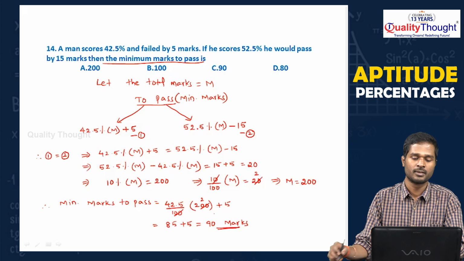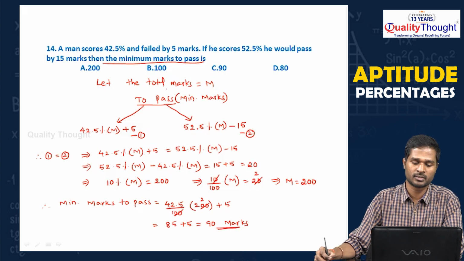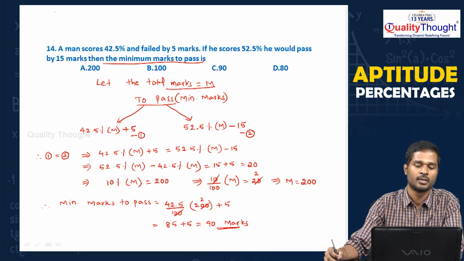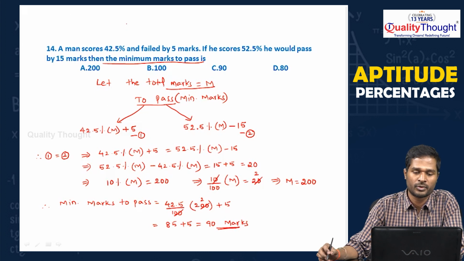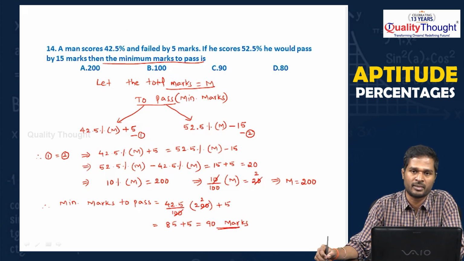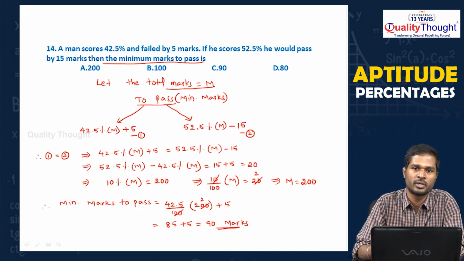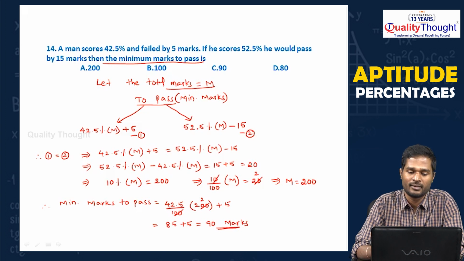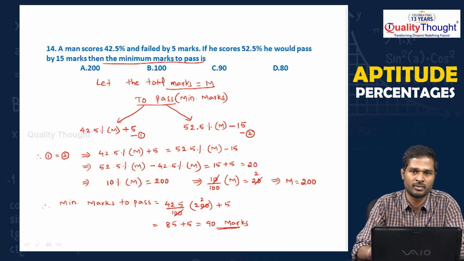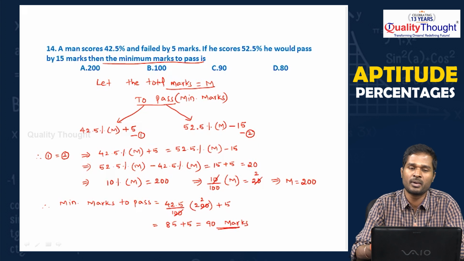So it's simple. Consider that the total marks of the exam is m. In this, a person scored 42.5% and failed by 5 marks. Simply he is saying that if he had got those 5 marks also, he would have definitely passed in the exam, but he failed by those 5 marks. And if he scores 52.5% of the total marks, he would pass by 15 marks. That means if he gets 52.5%, he will get 15 marks more than the minimum marks to pass in the exam. Okay, in both cases he will pass.